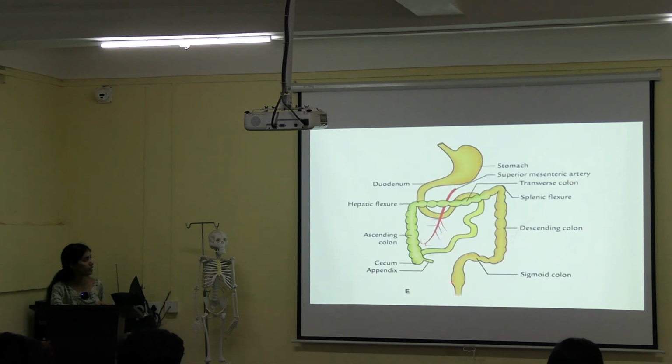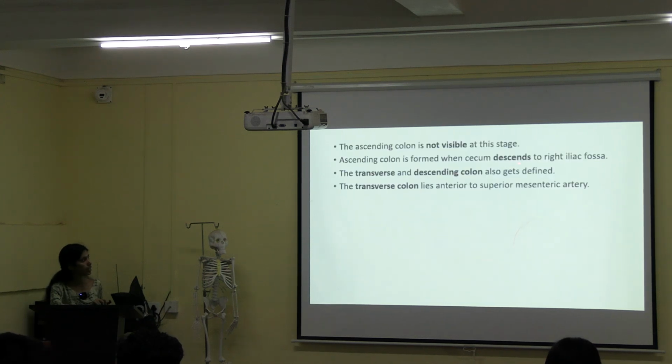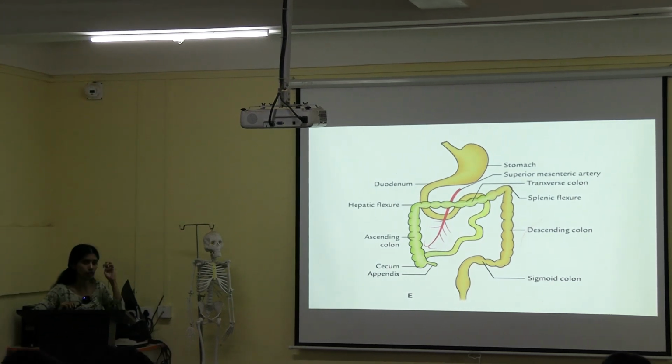So ultimately this is how the intestine will look in the adult structure. Your cecum and appendix, which we have seen here before, see, the cecum and appendix is present here, but later that will descend into your right iliac fossa region. Okay, now we have appendix, cecum, ascending colon, transverse colon and descending colon. Is it clear for everyone?